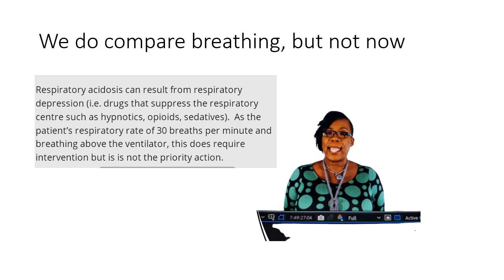Respiratory acidosis can result from respiratory depression, such as drugs that suppress the respiratory centers, such as hypnotics, opioids, and sedatives. If you can recall, our patient did receive sedatives and opioids. As the patient's respiratory rate is 30 breaths per minute, he's breathing above the ventilator. This does require intervention, but it is not the priority at this time. This is not a priority action.